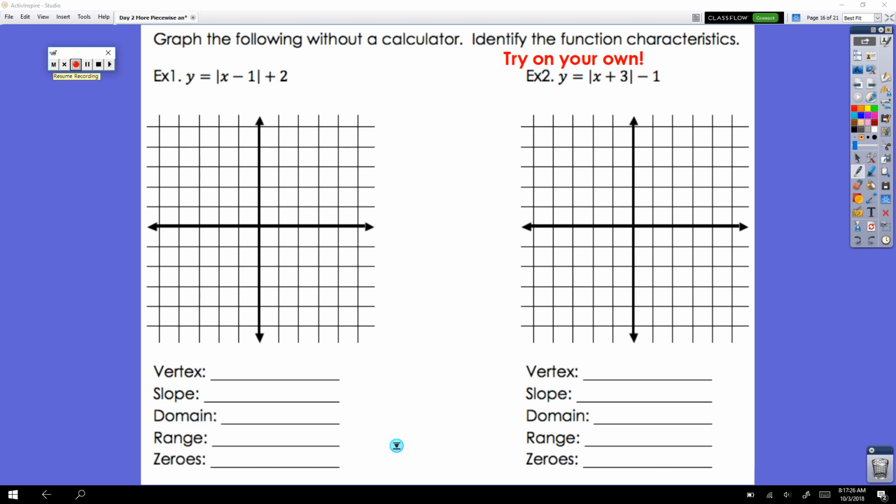For the next few problems, we're going to be doing all the odd problems together, and I'm going to ask you to try all the even problems on your own. Let's start with the first one.